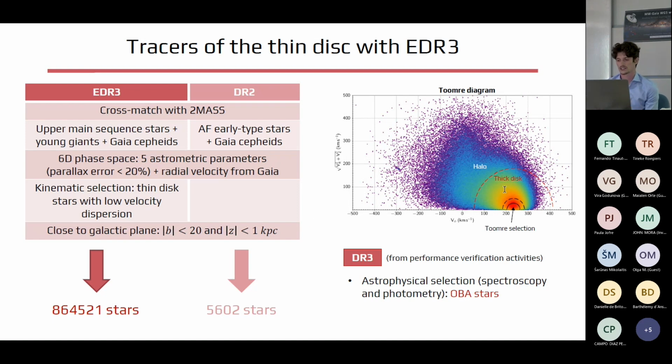These are stars with low velocity dispersion and with nearly circular orbits. And finally, we selected only stars close to the galactic plane. This gives us a sample of more than 800,000 stars, which is enormously larger than the previous one from DR2. And with the upcoming DR3, we plan to apply a more meticulous astrophysical selection to retain only OBA stars.